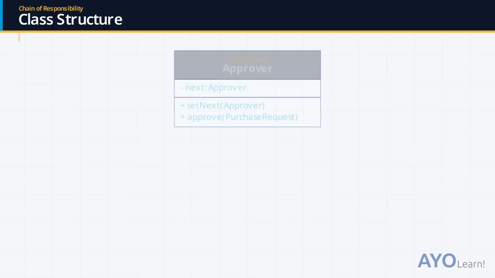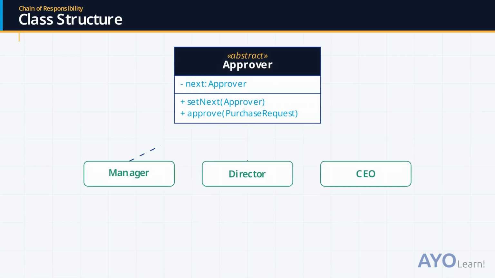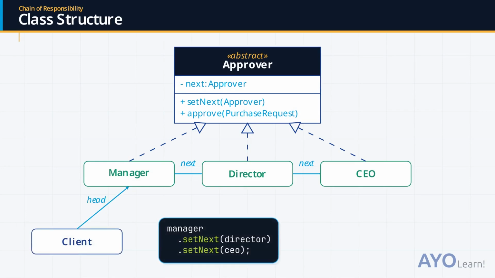Look at this diagram. The abstract approver class holds a next reference, with methods setNext and approve. 3 concrete approvers inherit from it. The client links them together. Manager points to director, director points to CEO. Each handler connects to its successor, forming a linear chain starting at the head.